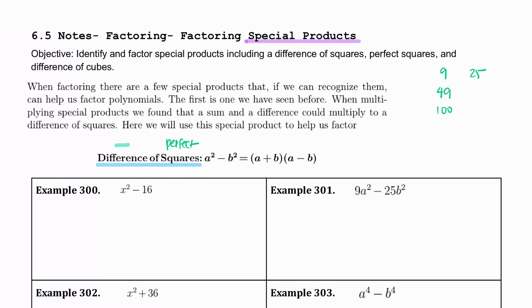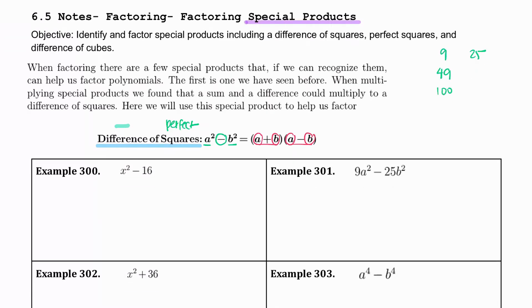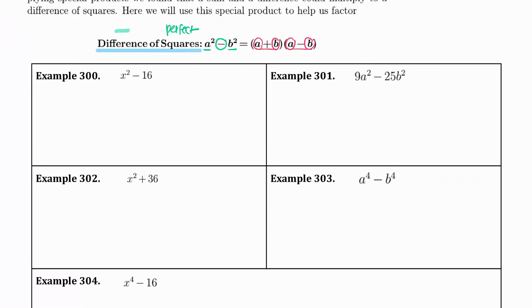So anytime you see a problem where we have subtraction and our first term and our last term are perfect squares, these are really quick and nice to factor because we're just going to have a plus b, a minus b. Basically, the square root of a goes here, the square root of b goes here. One is going to be plus, one is going to be minus. So some examples of this.